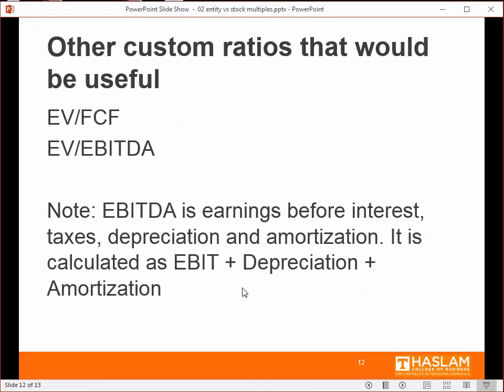Now, some other ratios that would be useful if you could get them, and we don't really have those available, at least on Reuters, is enterprise value to free cash flow, partly because free cash flow is very rarely reported in any useful websites, but that would be very useful. Enterprise value to EBITDA, that would be a useful ratio that could be reported as well. And EBITDA, just so that you know, is earnings before interest, taxes, depreciation, and amortization, and you calculate it by adding back depreciation and amortization to EBIT. And it's just another way of looking at a cash flow measure.